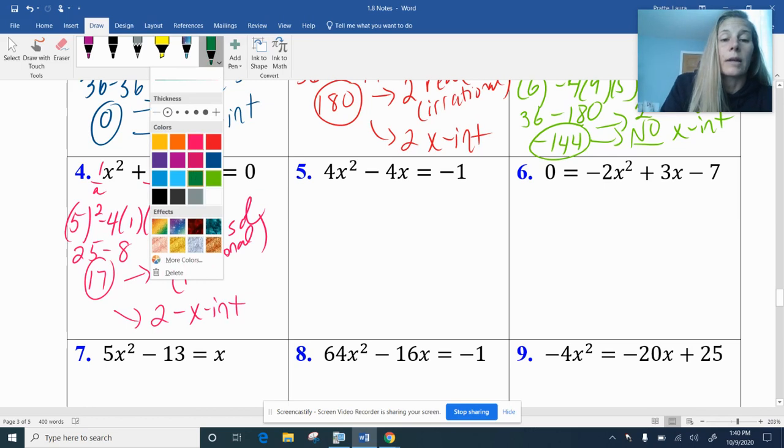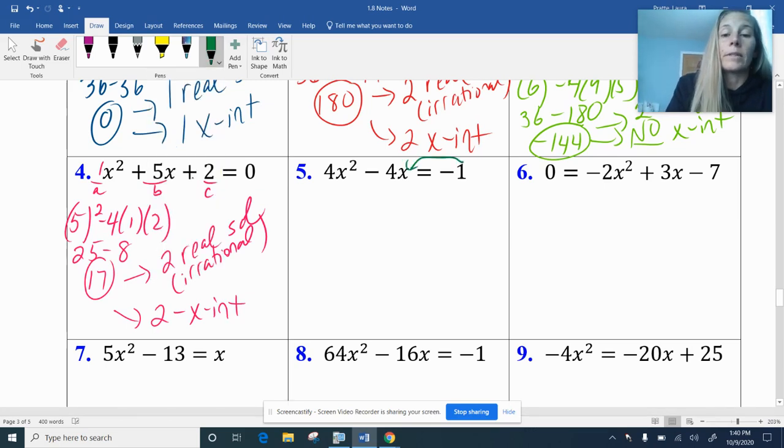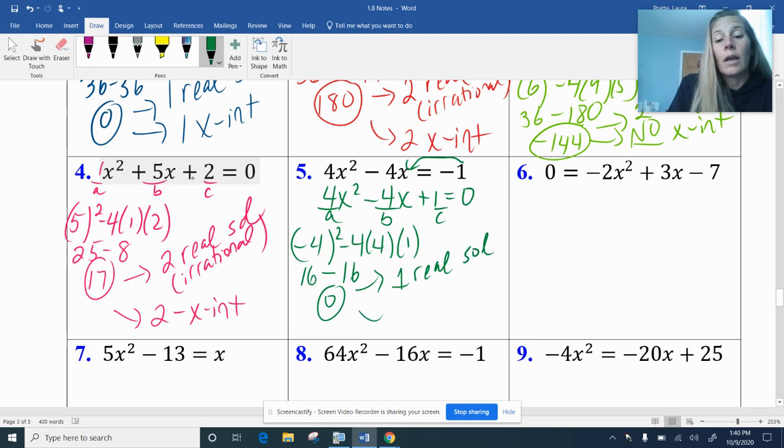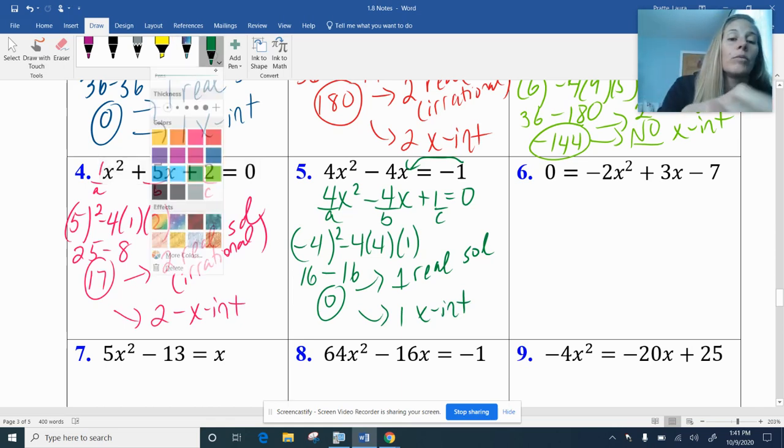All right, next one. Again, we have to move the c term over to the other side of the equal sign, but it's in standard form. Now I have a, b, and c. So negative 4 squared minus 4 times 4 times 1. 16 minus 16 gives me 0. That means I have 1 real solution, and I would have 1 x-intercept. All right, and moving on.